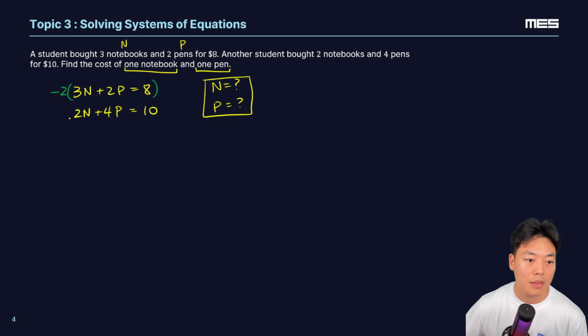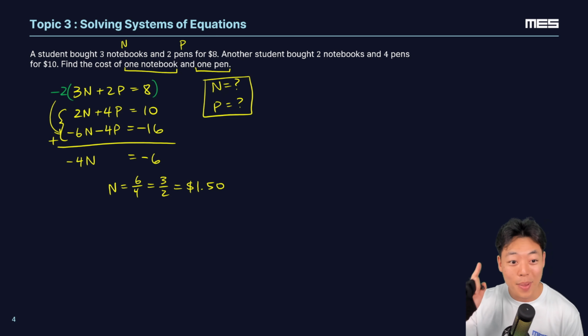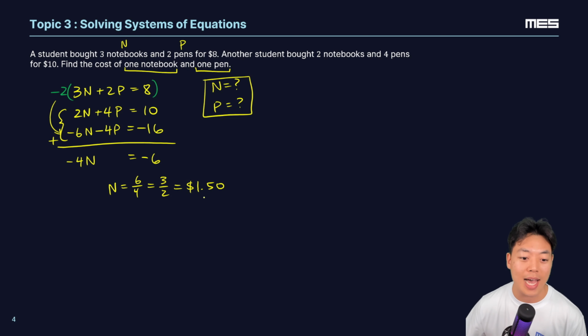And when I do this, this becomes a negative 6n minus 4p equals negative 16. And now I have this new system of equations that when I add all the way through, 2n minus 6n is negative 4n. 4p and minus 4p eliminate, leaving us with just one variable, which is what we wanted. So n will equal 6 over 4, which is 3 halves. And in dollar amounts, that would be $1.50 for 1 notebook.